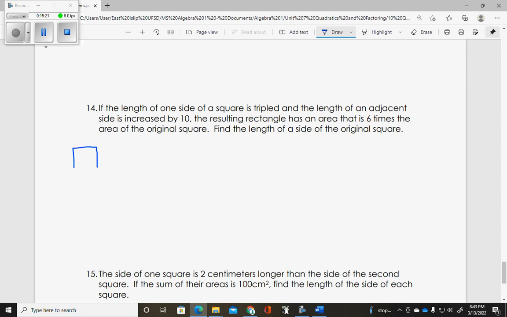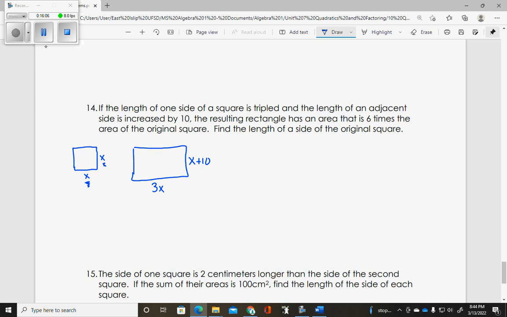So we had a square that we don't know the dimensions of. So all the sides could just be x, right? And then I changed that square into a rectangle. I'm just going to draw a random rectangle. It's not drawn to scale, that's for sure. It says that the length of one side of a square is tripled. If the length of one side is tripled, it means it got multiplied by 3. So I'll take this side and multiply it by 3. And the adjacent sides, that would be the side next to it, is increased by 10. So we'll say that's an x plus 10.